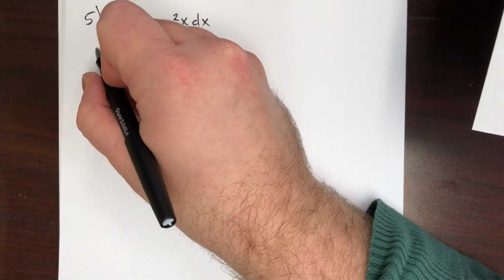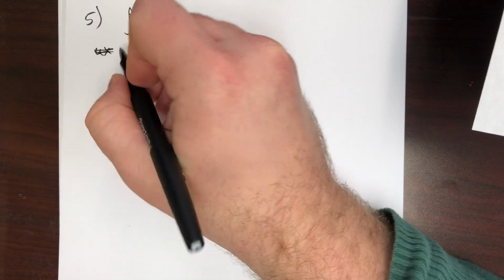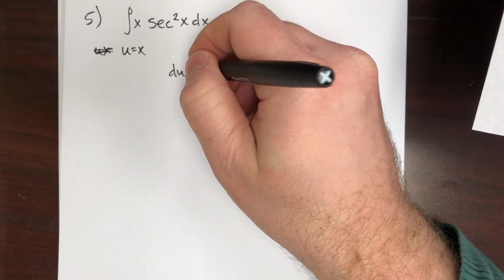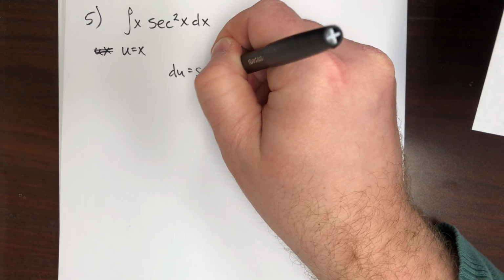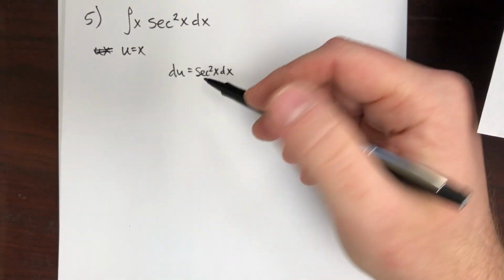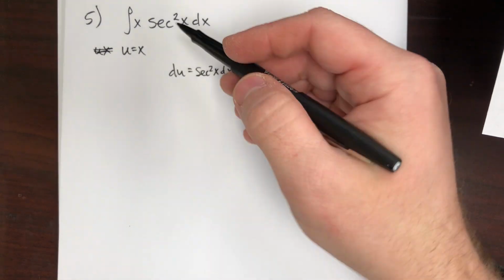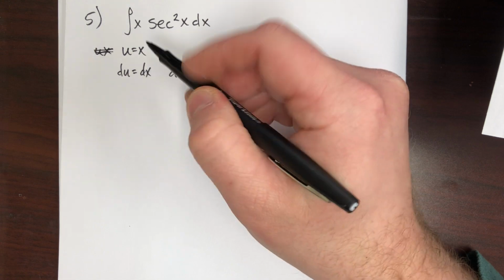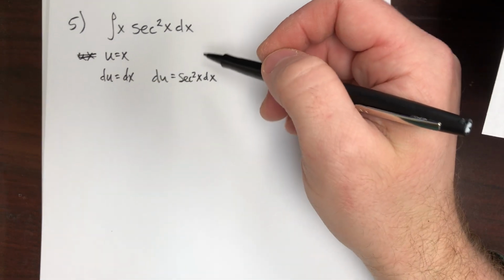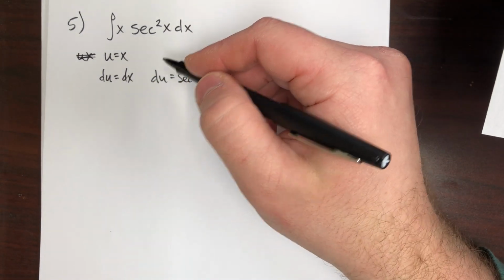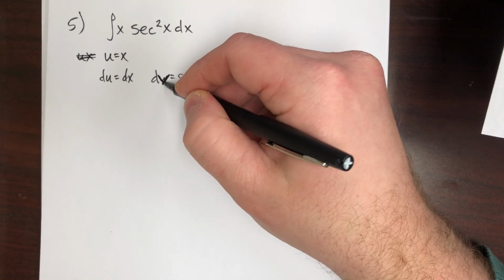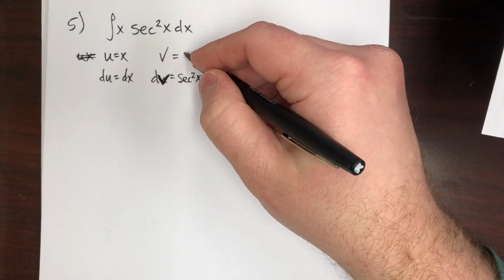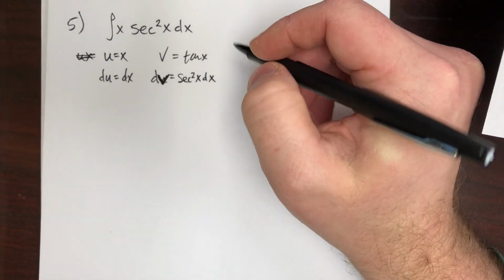So I'm thinking that I'm going to do that. I think I'm going to say u is equal to x. I'm going to say du is equal to secant squared x dx. This is my way that I organize this. You don't have to organize it like this. This is just what I do. So du will be 1 dx. And then here, oh, that was a v. So dv was that, so v is going to be tangent x.